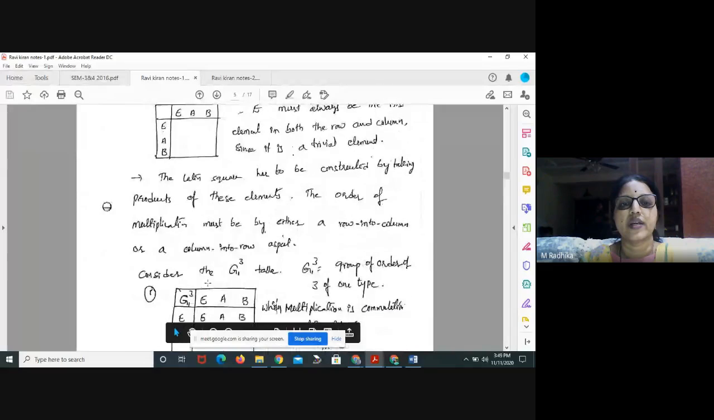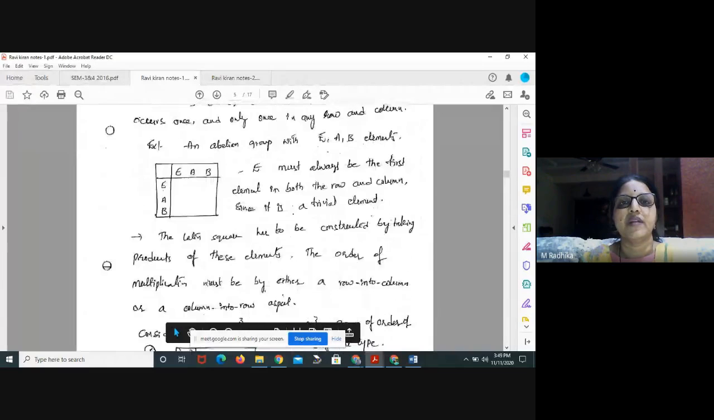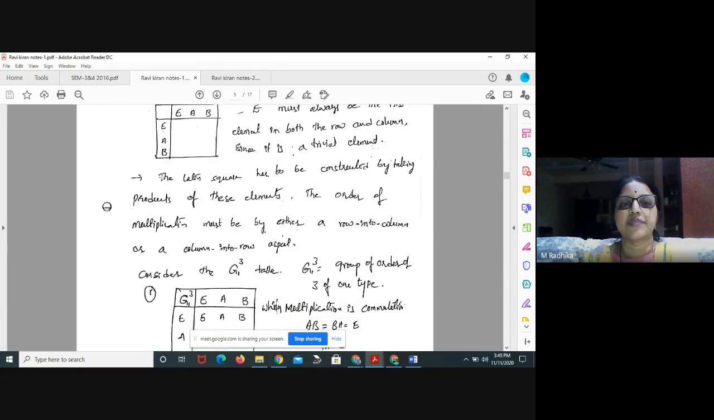Suppose I am talking about a simple one, having three elements, E, A and B. This E may be your identity, and this is the first element. Any group multiplication table, you should remember one more point, it should start with E, because E is the trivial or the important element. The row as well as the column should start with the identity element.